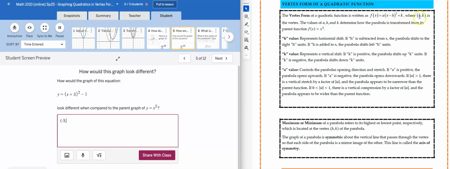But then my K, we did our H, the K is just the number that's out here. And since that's a -1, that's what we'll write in here is -1.